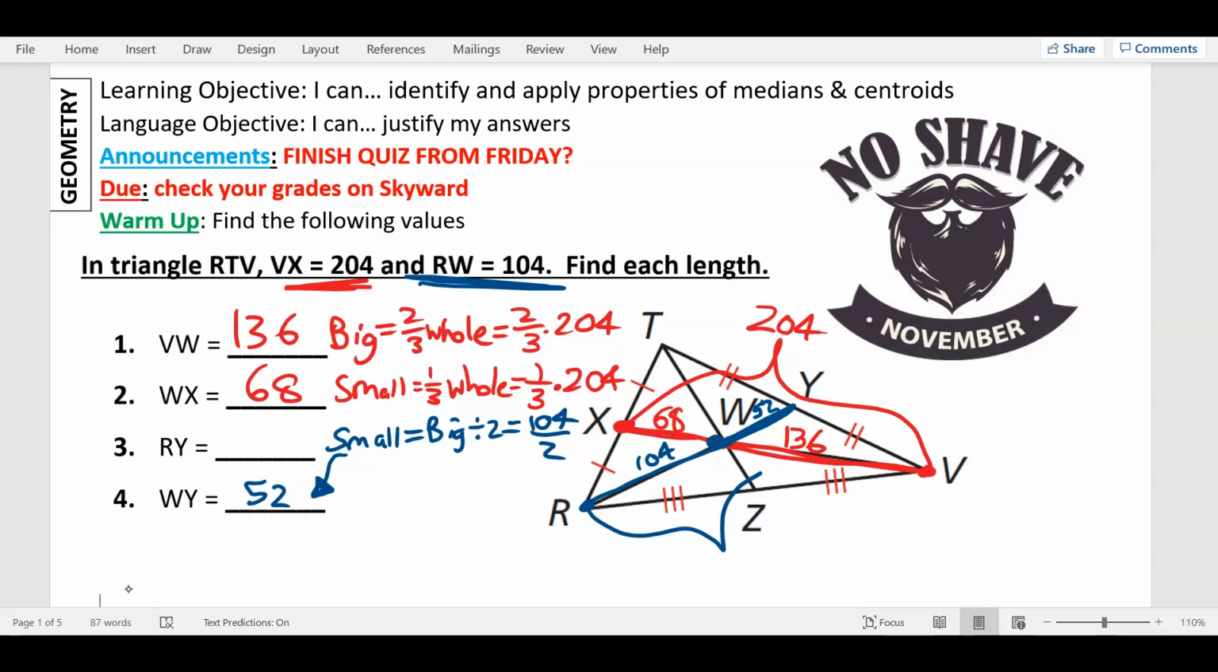Now last step, RY. Isn't RY the whole thing? So, if I know the big and the small, if I know both parts, how do I find the whole thing? Just add them up. If you know 2 parts, add them up. That's called the segment addition postulate. Hey, put it away. So, the whole equals the big plus the small, which is 104 plus 52. What is 104 plus 52? 156, yes. So close. All right, 156.